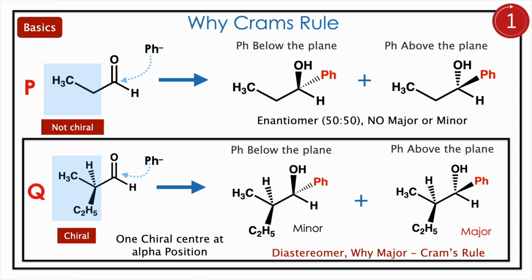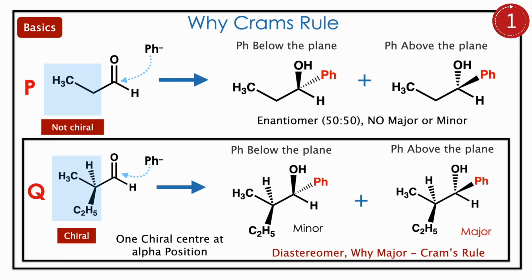First we will go by the basics. Why is Cram's rule needed? In normal nucleophilic addition, one nucleophile is there, carbonyl is there, and you are attacking. If there is no chiral carbon near the position, that is the alpha position, you will get a mixture of enantiomers, that is 50-50, mostly racemic, no major or no minor.